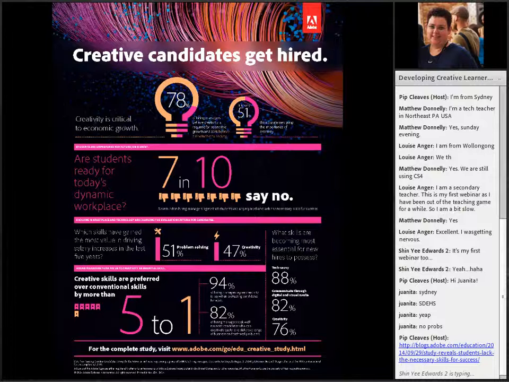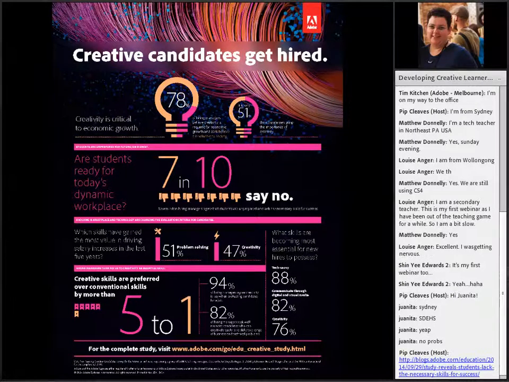If we see here, are students ready for today's dynamic workplace? You'll see that 7 in 10 human resource people say no, they're not ready. So we're not preparing our students for the workforce, which is a little bit scary in my mind. We need to be making sure. I have 3 teenage children, and I always say that my main role as an educator is to make sure that they can walk into any workplace and be prepared for the future. So we need to work with that.